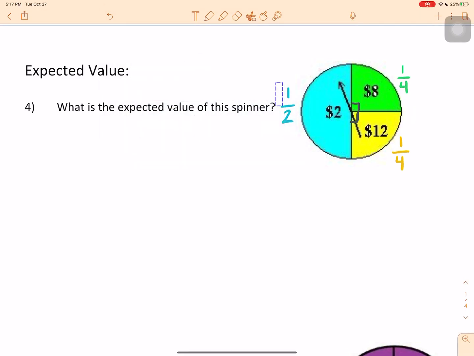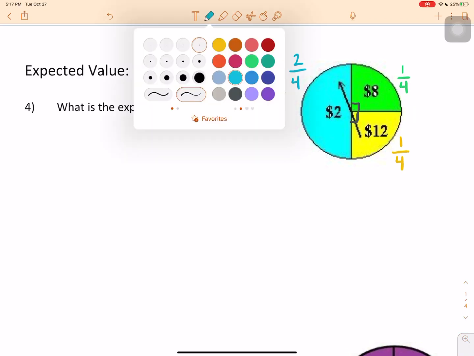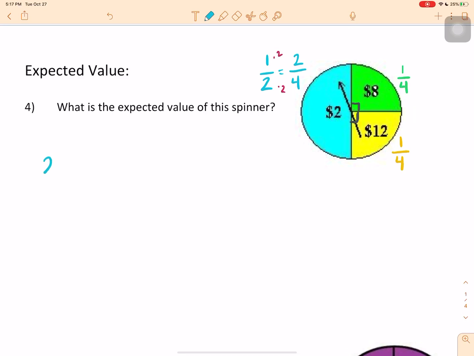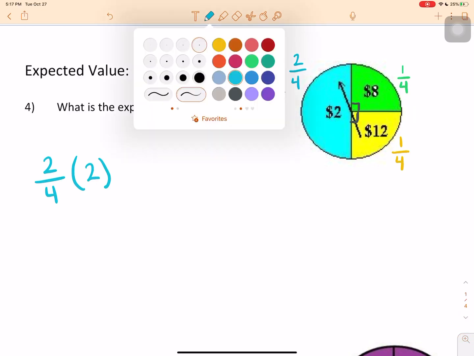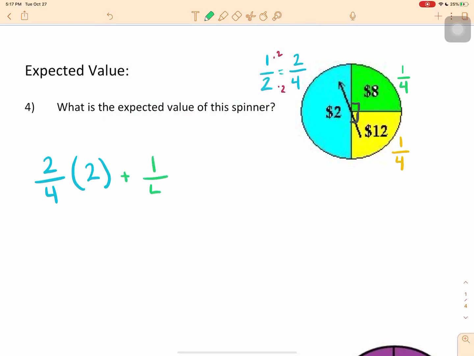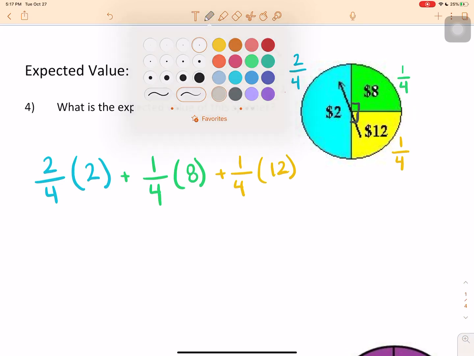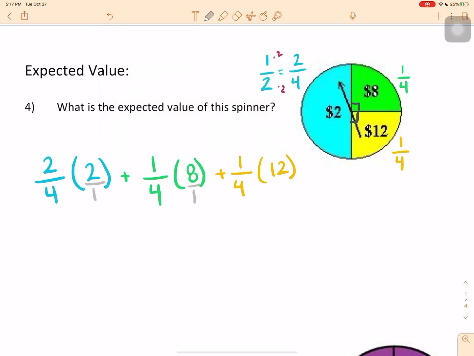I really like having them have the same denominator, and you don't always have to, it's okay. But 1/2, luckily that one's pretty simple to see, I could also rewrite 1/2 as 2/4, right? If I multiply top and bottom by 2, then I can rewrite it as 2/4. Now the way that you set this up is you take the part of the circle, so 2/4 times its value, times 2, because that's worth $2 in there. And then you add another section, 1/4 times its value. This one is $8. And then again you add another section, 1/4 times its value, $12 here. And then what I recommend you do is put all of these values over 1, so then you can multiply the fractions straight across.